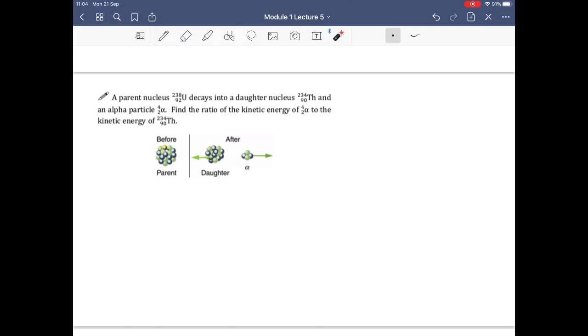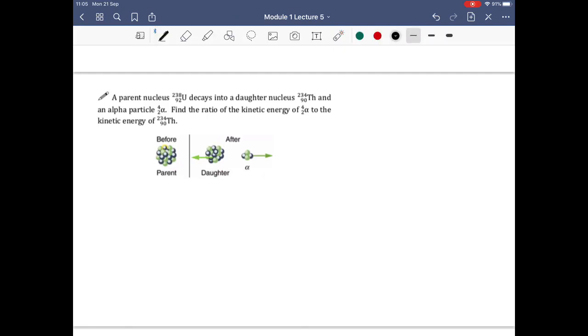Okay, why is it reverse collision? Because if you reverse the time, you see that the daughter nucleus here will, instead of moving to the left, move to the right, and the alpha particle, instead of moving to the right, will move to the left, and then they will collide with each other and give you this parent nucleus. So that means you can use conservation of momentum here as well.